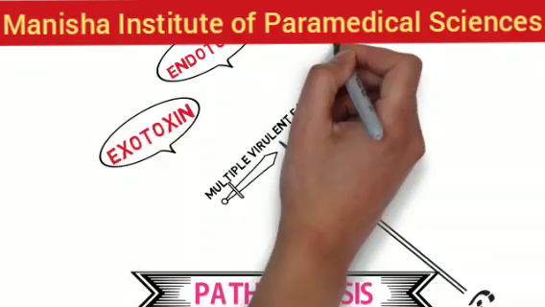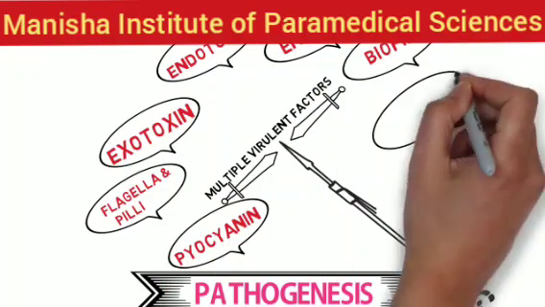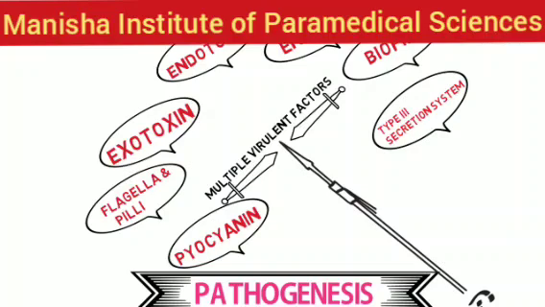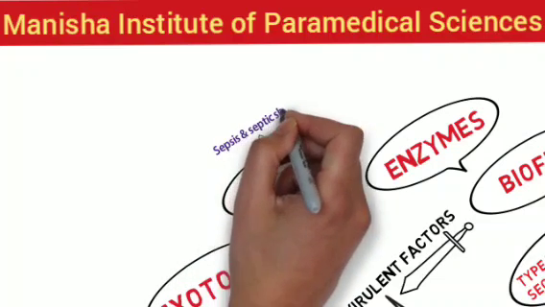endotoxin, exotoxin, enzymes, flagella, pili, biofilm, pyocyanin, Type 3 secretion system. These are all virulent factors with which it causes infections. Let's elaborate each of them one by one. Endotoxin. Endotoxin causes sepsis and septic shock.